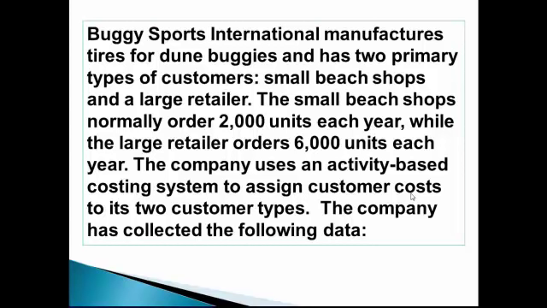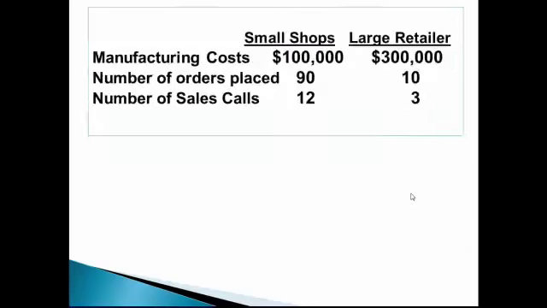The company uses an activity-based costing system to assign customer costs to its 2 customer types. The company has collected the following data. So what we know is that the manufacturing cost associated with the inventory sold to the small shops is $100,000. The manufacturing cost of the inventory sold to the large retailer is $300,000. Those costs are directly traceable to each of those customer types.